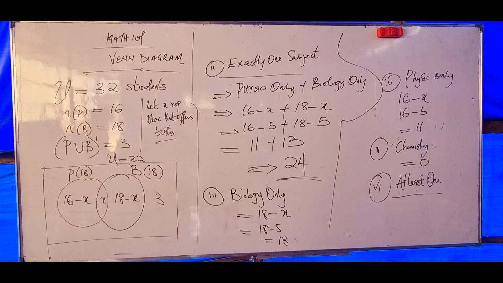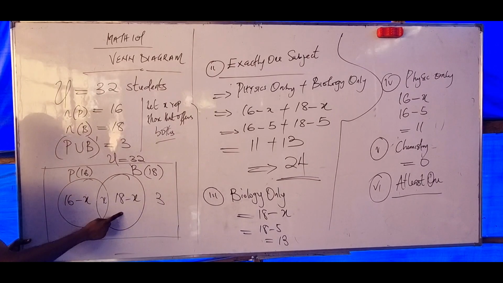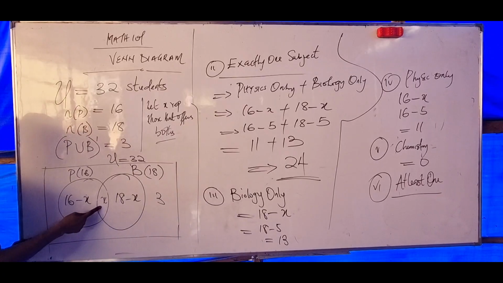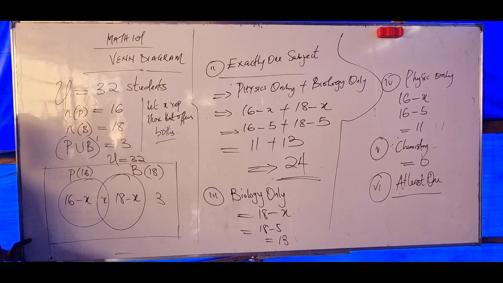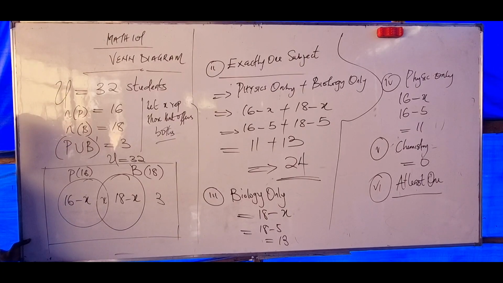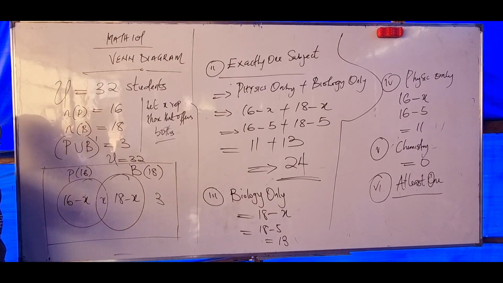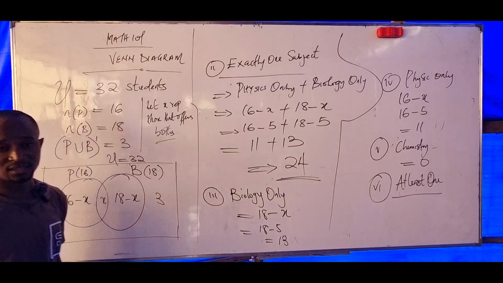Exactly. So when they say at least 1, that means those are offers exactly 1, plus exactly 2. If I have 3 subsets, I will also include those that offer exactly 3. Are you getting it now? At least 1 means those that offer 1 subject only, plus 2 subjects only. Is that clear? Okay.